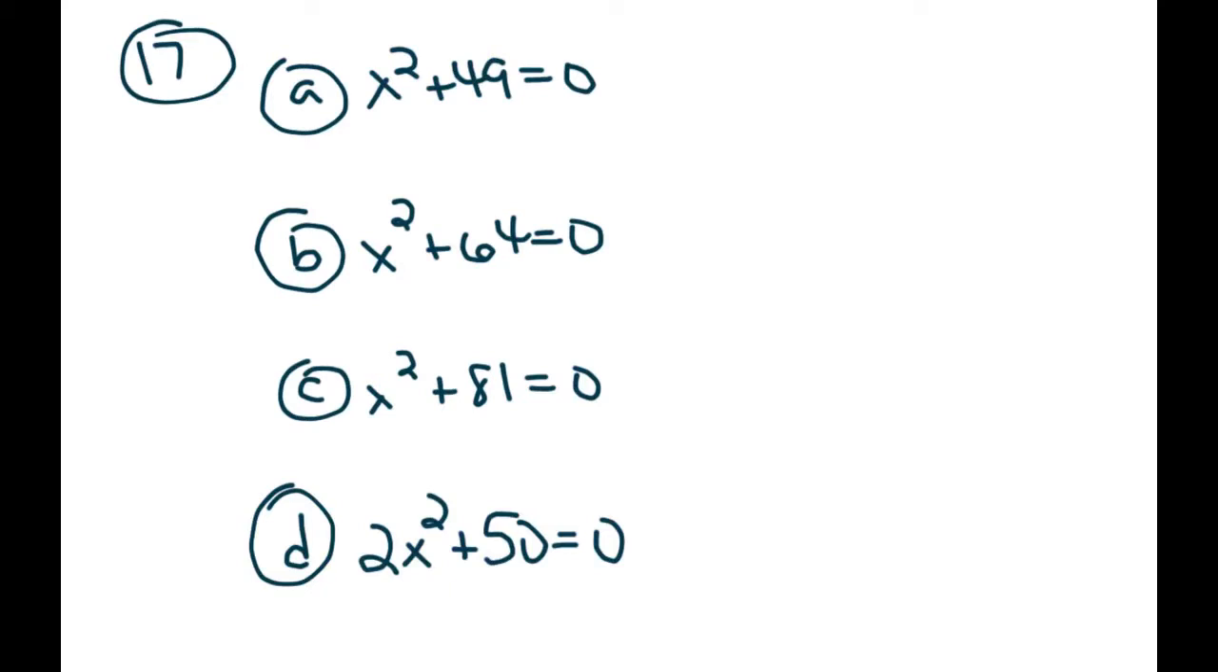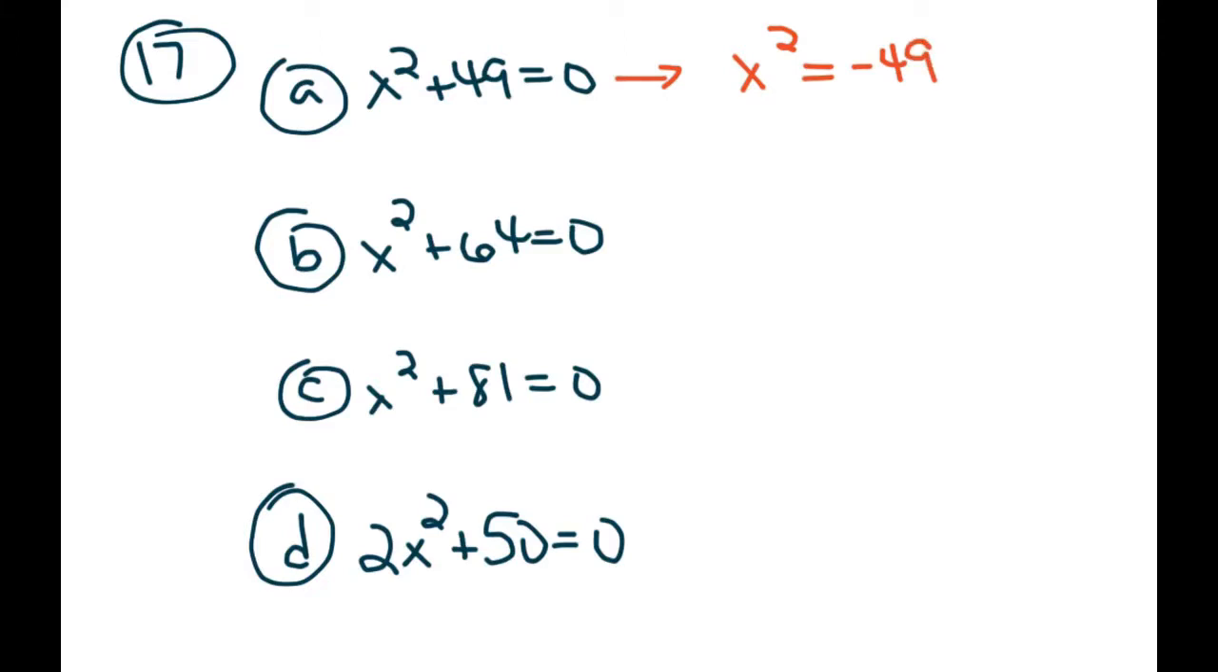In problem 17, we want to solve each equation. When you go and solve this, pretend like it's any old linear equation, even though they're not linear, they're quadratic. You want to get x by itself. Well, the first thing you would do is you would subtract the 49.